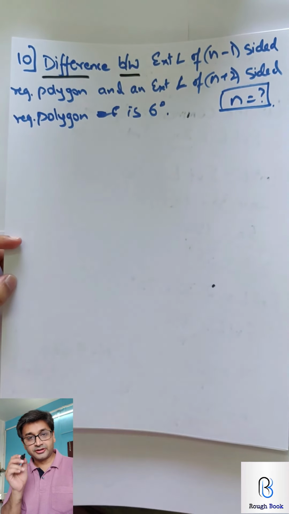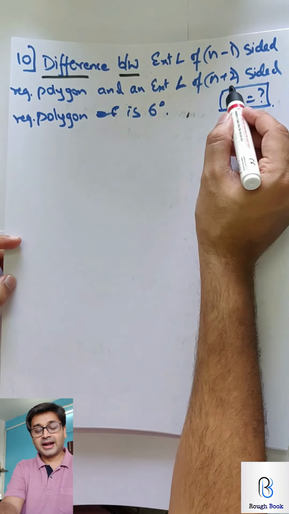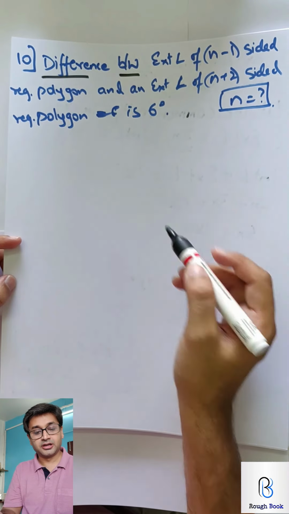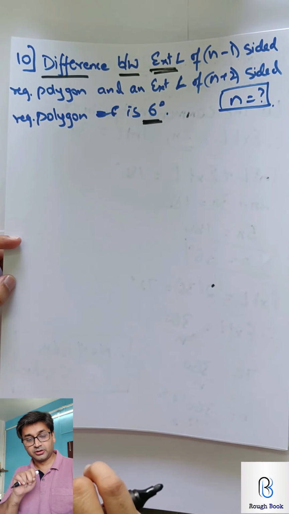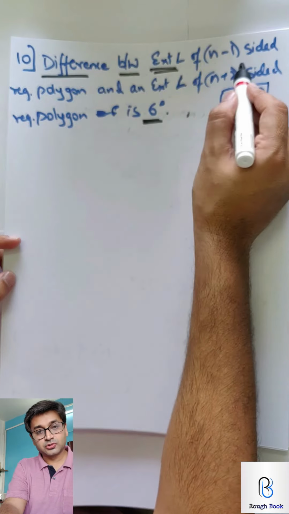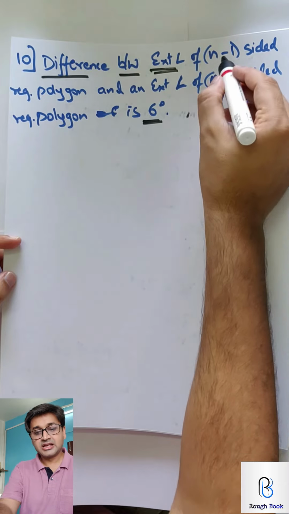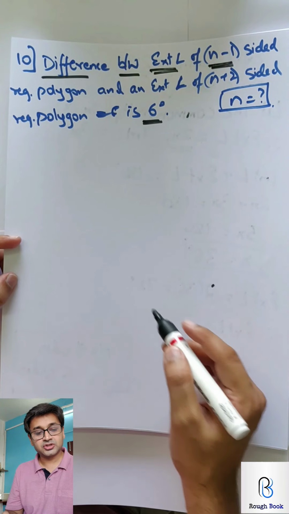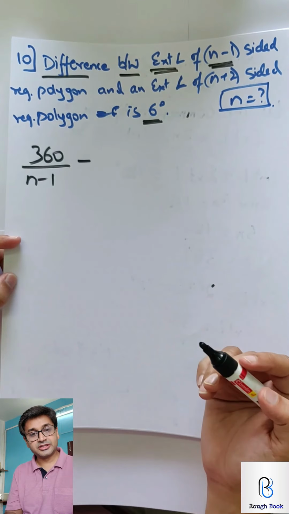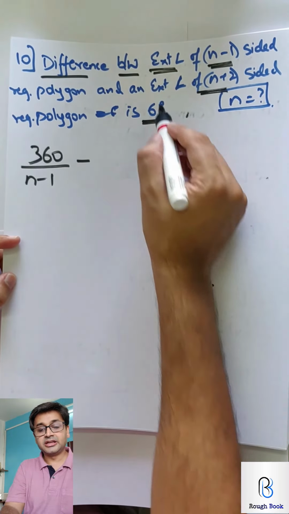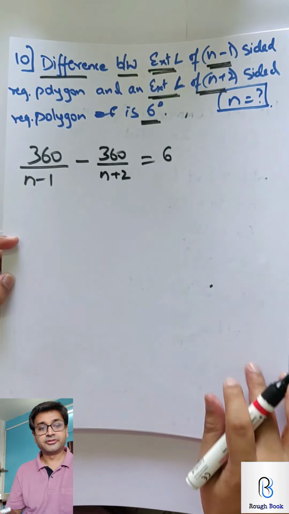Difference between, so difference means minus, n minus 1 sides for a regular polygon, and an exterior angle of an n plus 2 sided regular polygon is 6 degrees. Exterior angle's difference between two polygons. So exterior angle, the first one. How will I get the exterior angle? So 360 upon number of sides. How many number of sides? n minus 1. So 360 upon n minus 1. Difference means minus. How will I get the second exterior angle? So 360 by number of sides again, and the difference is 6.